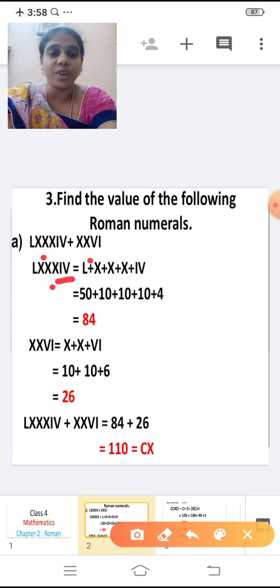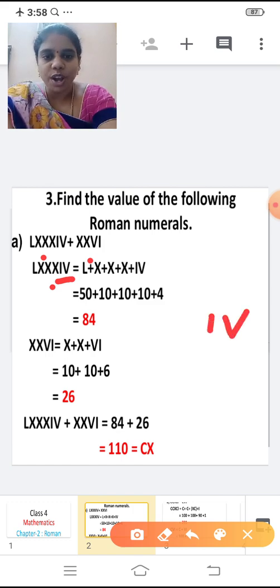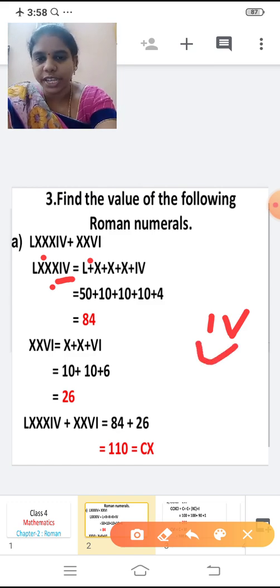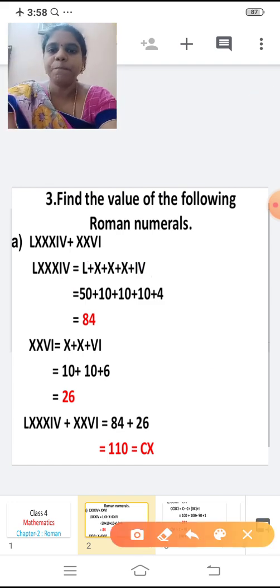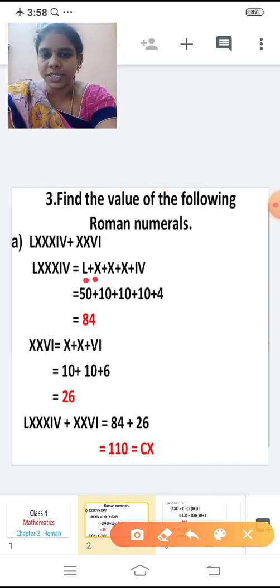IV, you should not write as I plus V, right? If the smaller symbol is placed before the larger one, you have to subtract that. So you have to take it separately. IV, you take that separately. After that, add all together: L plus X plus X plus X plus IV.